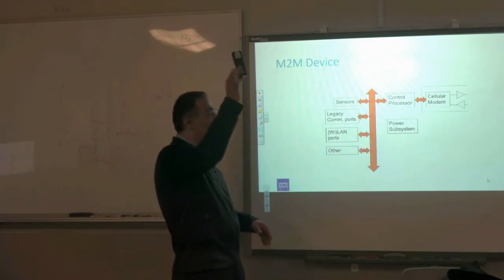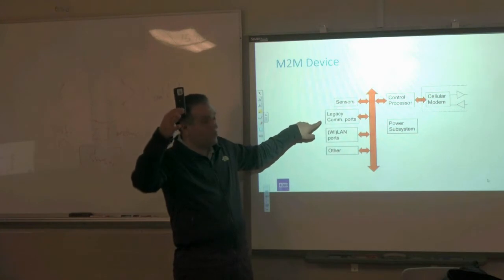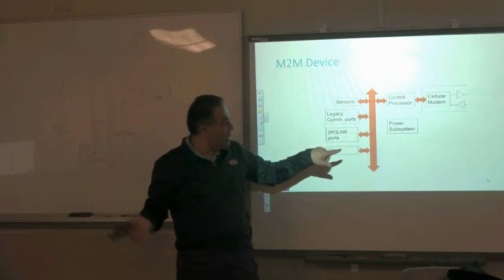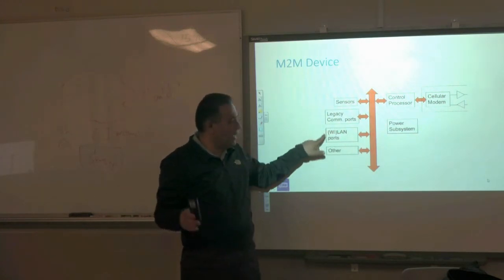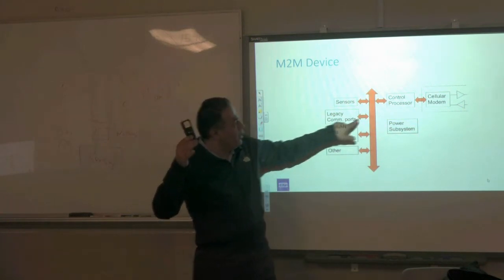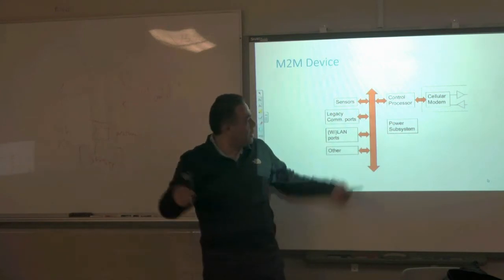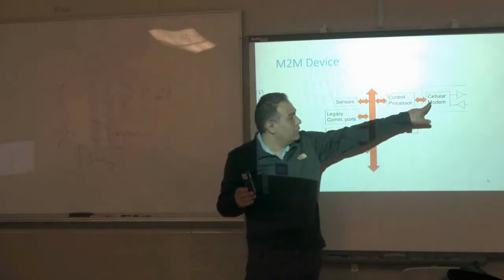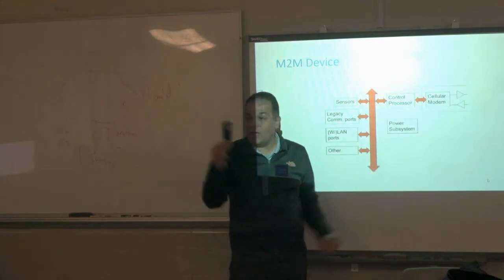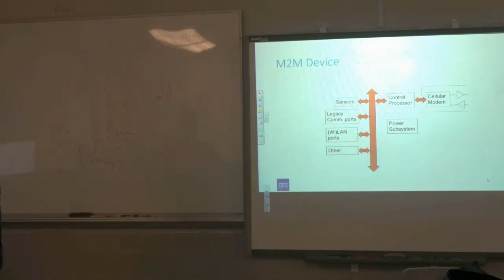This is the end-to-end device. So what parts of it will have? Sensors. It will have a legacy communication port like a serial port, for example. It could have WLAN ports, Wi-Fi, whatever. Or okay, it could have others. It will have a brain. It will have a processor, right? Okay, control processor and cellular modem communication, and it will have what? Power subsystem. Battery could be. How to get the data. This is the device in here. Okay? It has all of these.